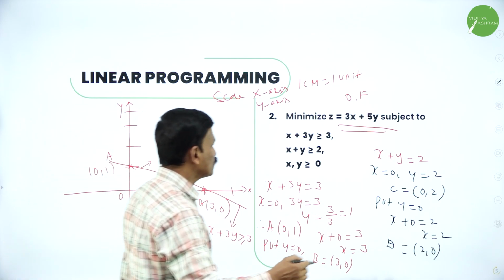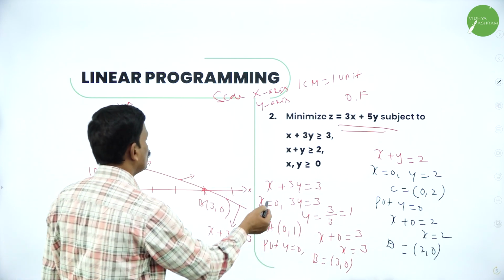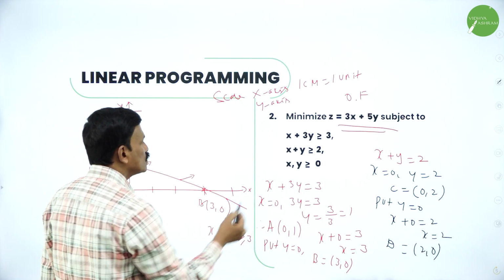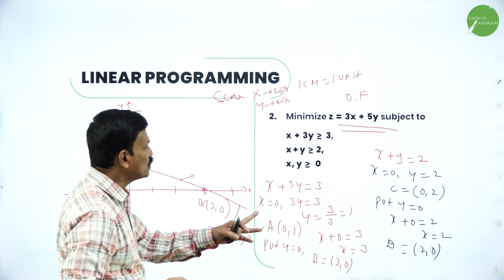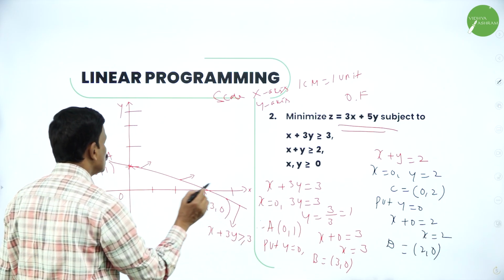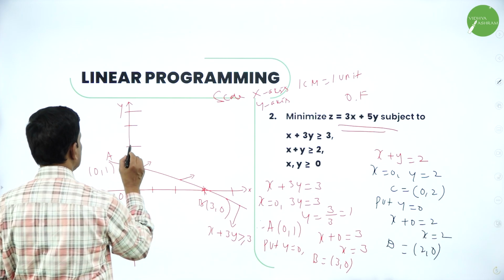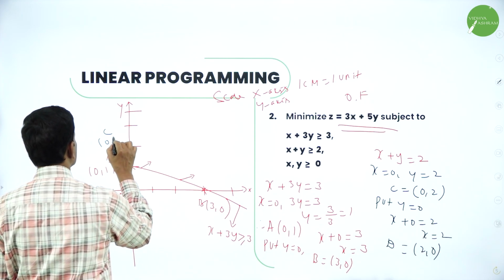Now for the second line. What is the second line here? That is x plus y is greater than or equal to 2. So what are the points? C (0, 2) and D (2, 0). C (0, 2), x is 0, y is 2. So this is C (0, 2).